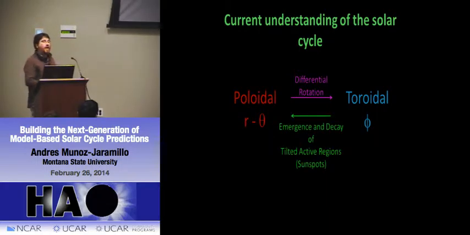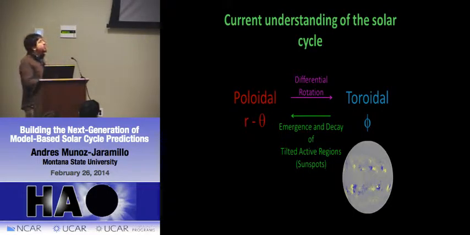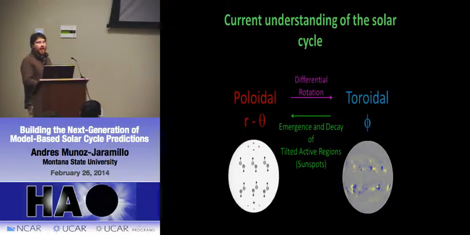Now, to go and close the cycle, several theories have been proposed, but the one that I'm going to concentrate on today is that what closes the cycle is the emergence and decay of these tilted active regions. So remember that I showed you this magnetogram, and if I simplify it to look something like this, where each one of these has a signature that looks like this. There is a systematic polarity orientation that I mentioned from east to west, and there is also a systematic tilt that has one polarity closer to the pole and the other one closer to the equator.